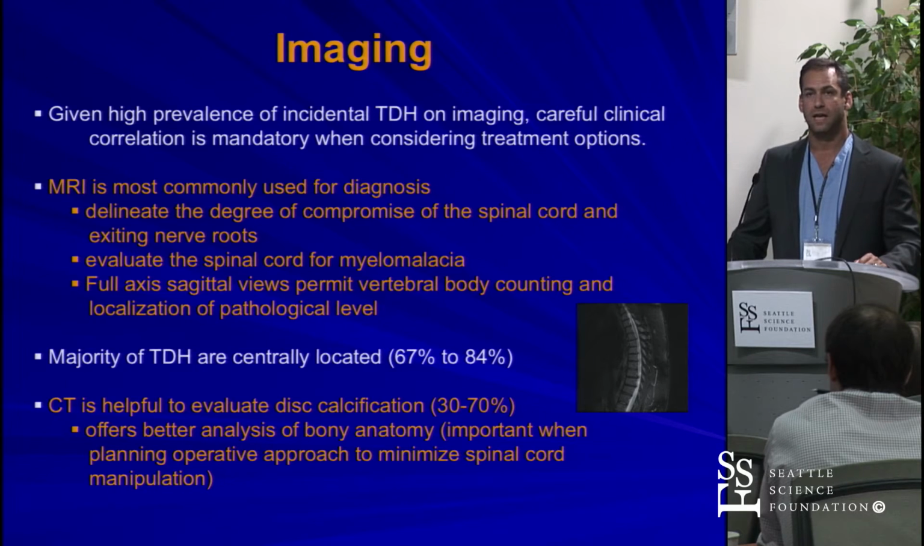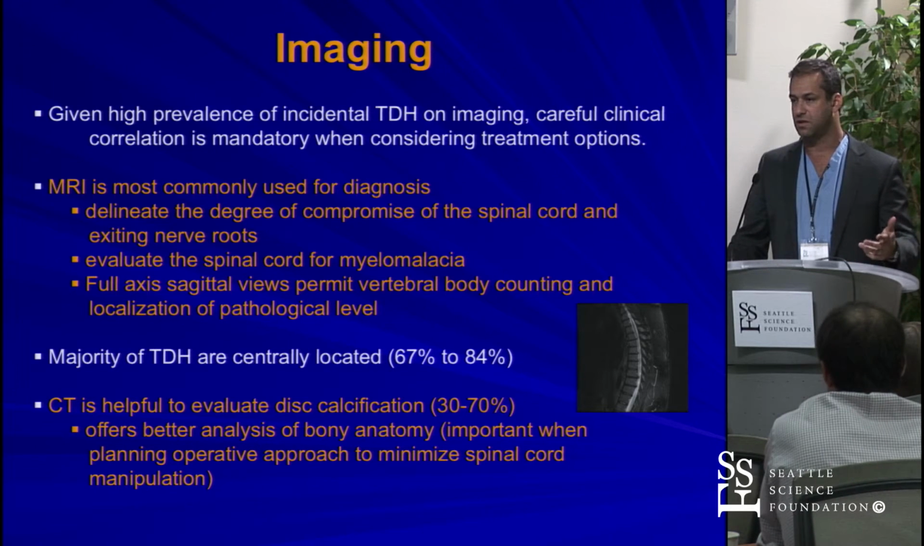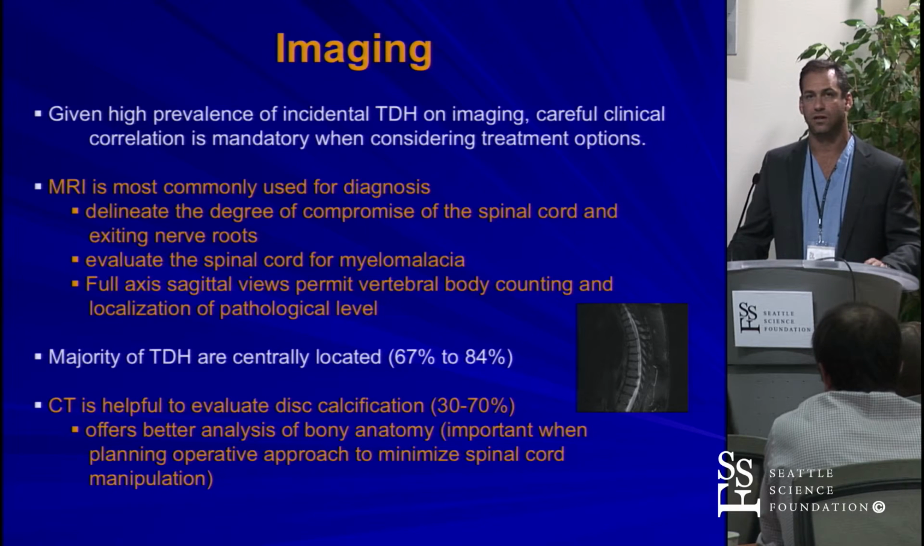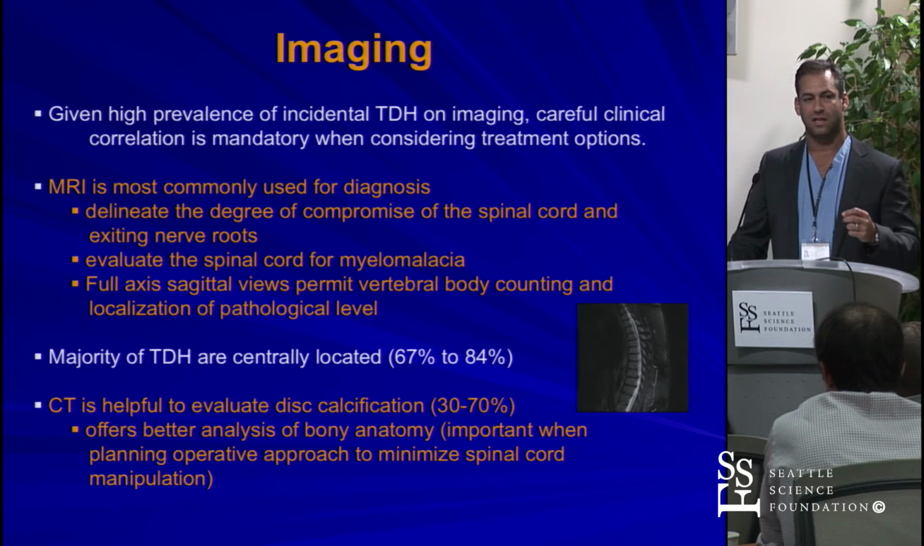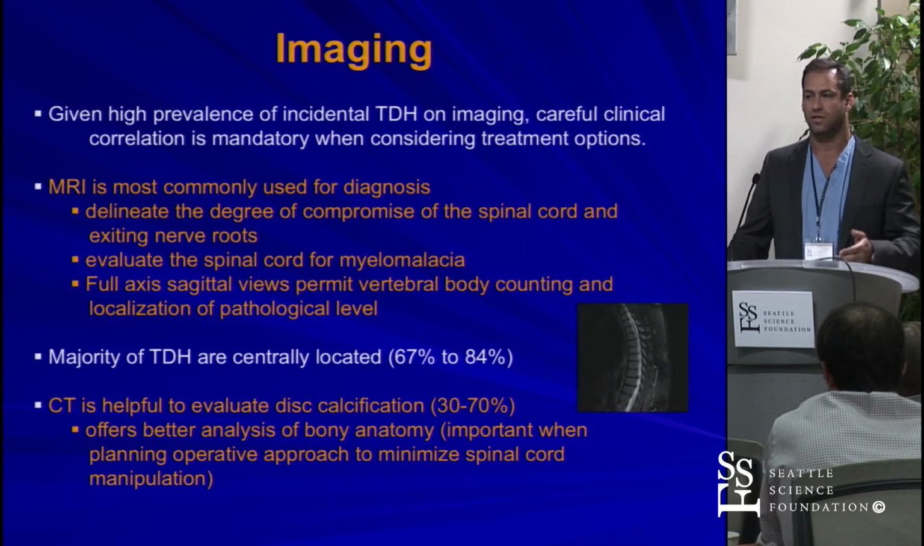MRI is the most common form of imaging for diagnosis. It allows you to look at the spinal cord itself, and evaluate for myelomalacia. It also allows you to evaluate the amount of compression on the cord, as well as the exiting nerve roots. And importantly, and I can't stress this enough, if you take home something, it's that you're able to count. If you have a long sagittal image that shows you from the sacrum up, that allows you to count from the bottom up. I'll again comment on how important that is, and why.